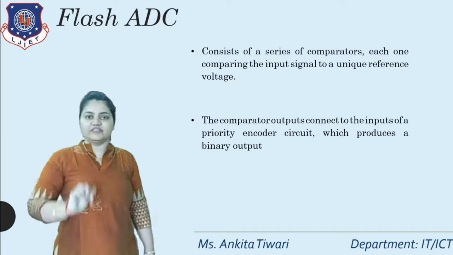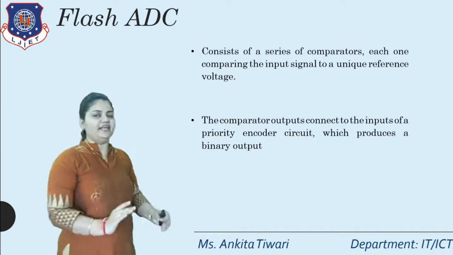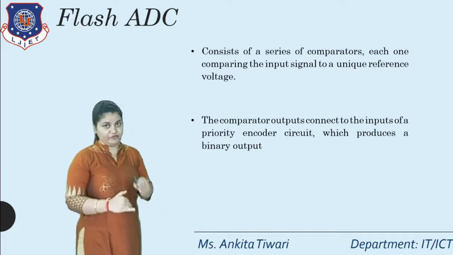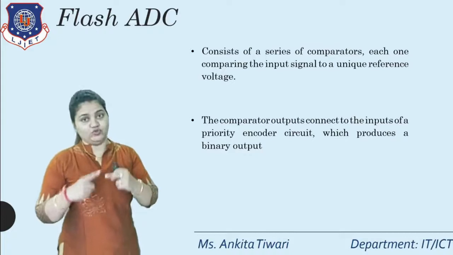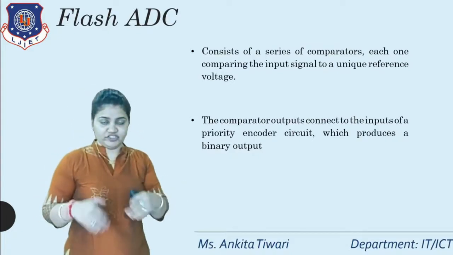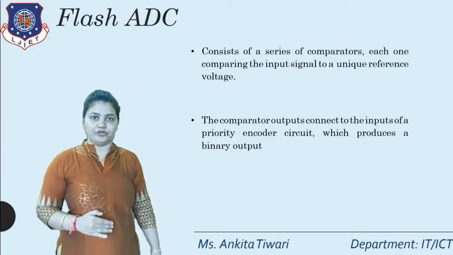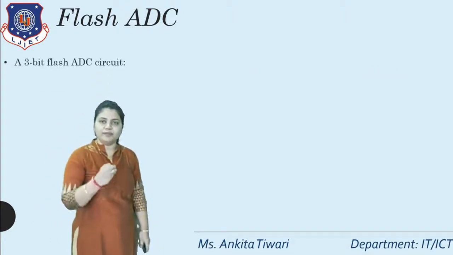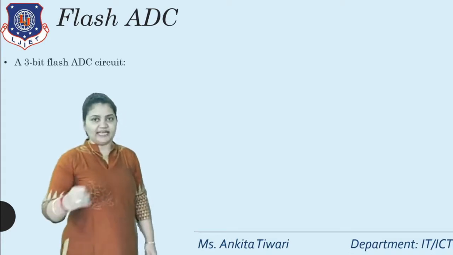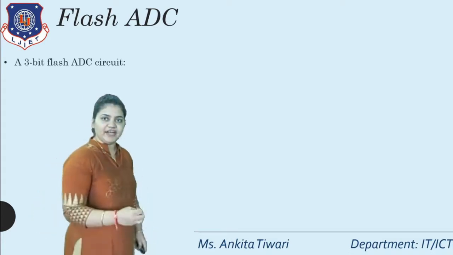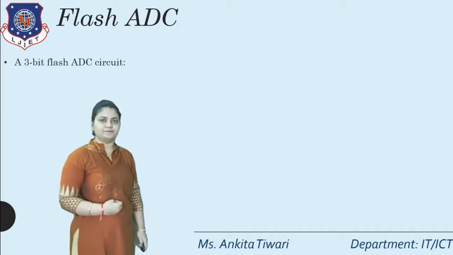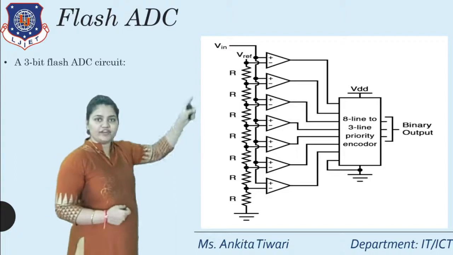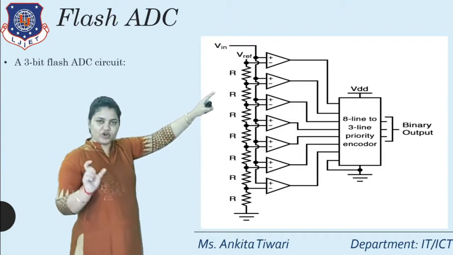So here an encoder is used, which divides the different signals provided, and with the encoder formula, that is 2 raised to n cross n, it produces a binary output. Now with respect to that, we'll see one example of a 3-bit flash ADC circuit. We can take any example, but here I have defined a 3-bit flash ADC circuit. As you can see, the circuit comprises, first of all, one fixed reference voltage. That is a constant value.